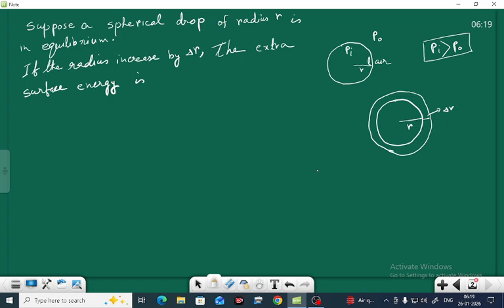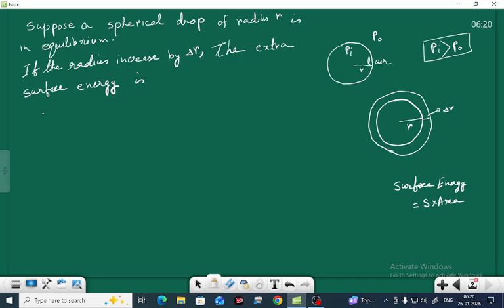Surface energy is defined as surface energy. We know that surface energy is equal to surface tension S into area. Surface tension into area is the surface energy. We previously have done that, what is surface energy. So surface energy is surface tension into area.